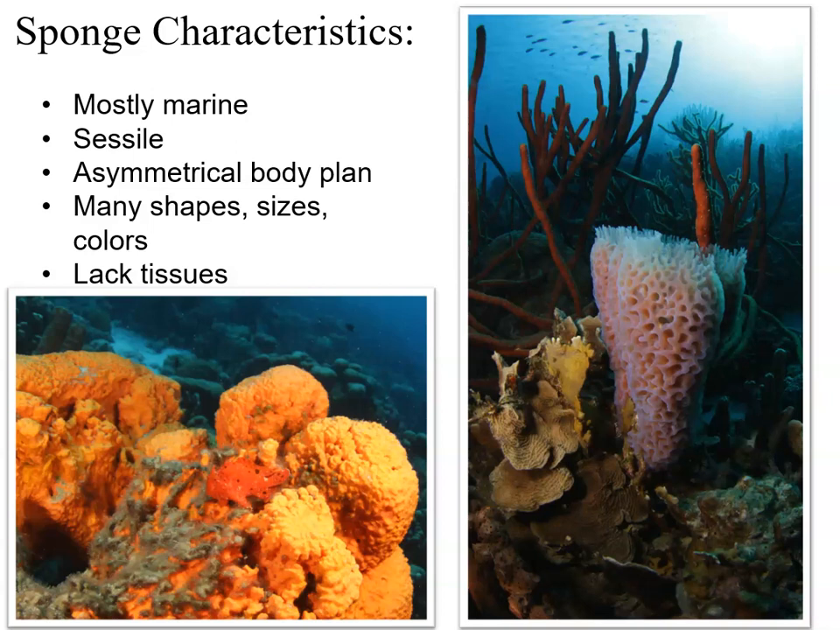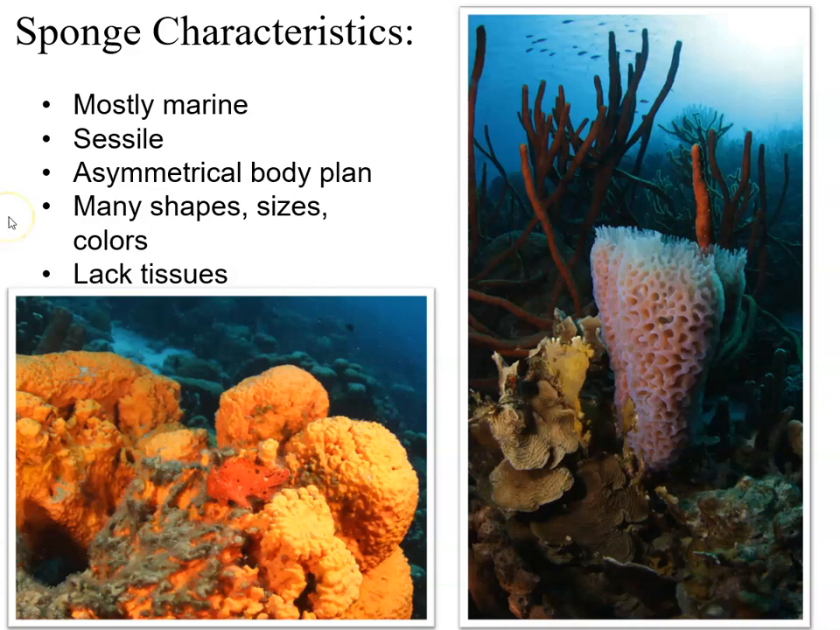Most of them are marine, however, there are some freshwater sponges. They are all sessile, meaning that they don't move on their own. They're kind of just stuck wherever they are, wherever the larva settle and start growing, that's where they remain for the duration of their life.